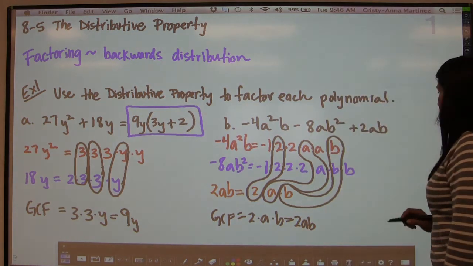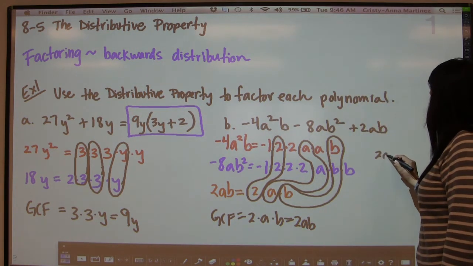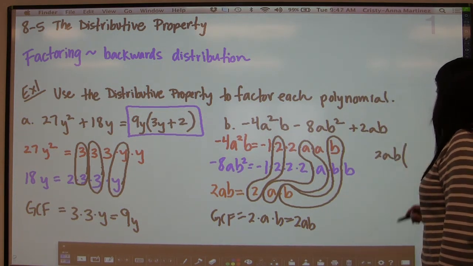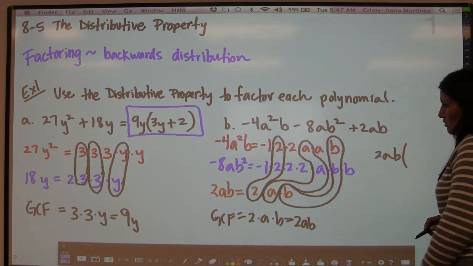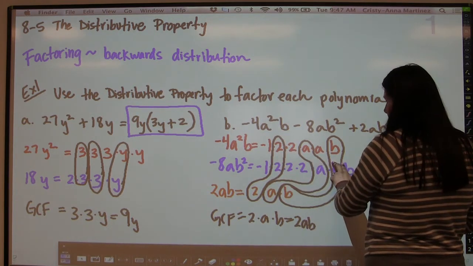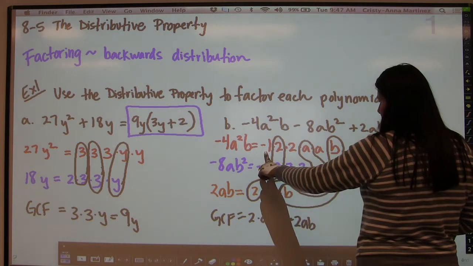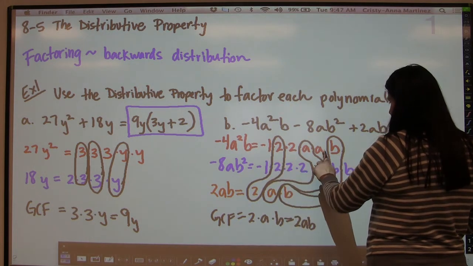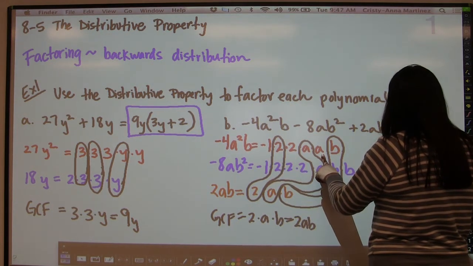So now what we're going to do is pull out the 2ab, have a parenthesis, and then we're going to put the remaining factors. So what's left here is going to be the negative 1, a 2, and an a. So we're going to have negative 2a.